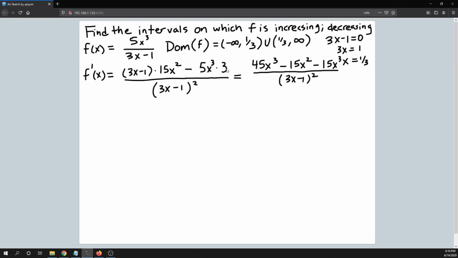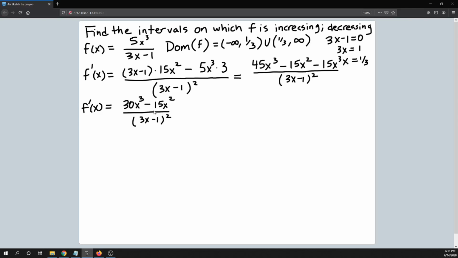All right, and then combine your like terms. You are going to get, here I have 45x cubed minus 15x cubed. That's going to be 30x cubed minus this 15x squared all over 3x minus 1 quantity squared. Okay. All right. So here is the derivative simplified as much as possible.